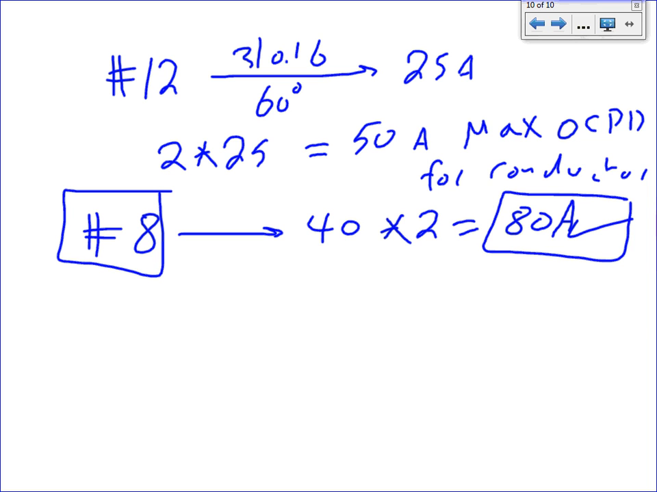Number 8. You don't apply the small conductor rule to welders? No. Can you guys go review 240.4, the small conductor rule? Can you review it? There's a list of exclusions from the small conductor rule. Number 8 is the cutoff.